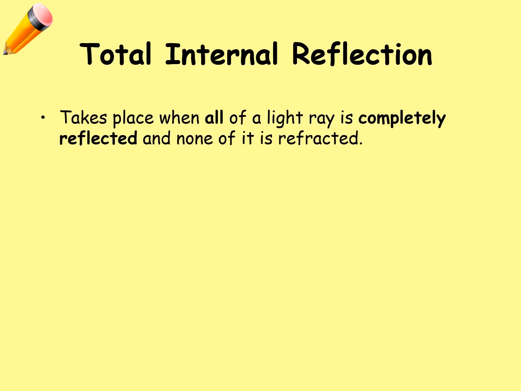Total internal reflection. This takes place when all of the light ray is completely reflected and none of it is refracted. Remember, when measuring the critical angle, we will see refraction out at 90 degrees to the normal, and there will be a partial reflection. In total internal reflection, all of the light ray is completely reflected.